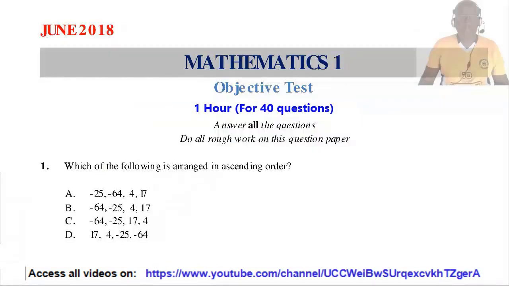June 2018, Mathematics 1, Objective Test, Duration 1 Hour. Answer all the questions. Do all rough work on this question paper. Question 1. Which of the following is arranged in ascending order? The answer is B.